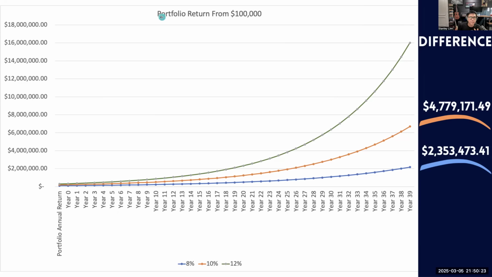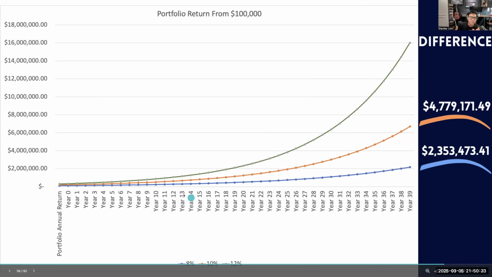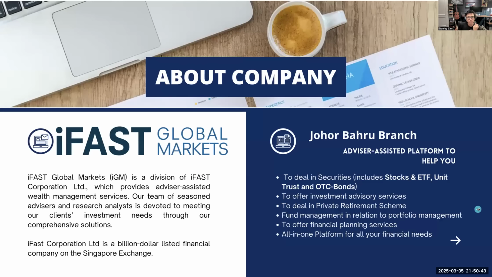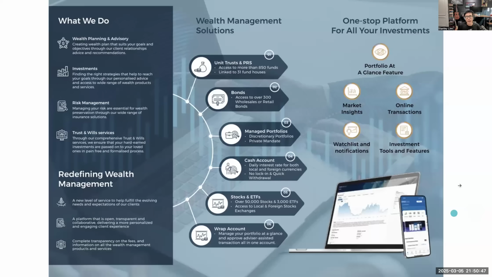This is just a simulation I did for a portfolio. If we start at 100,000 and we just let it run at 8%, at 10%, at 12%, just every 2% difference in how the money will grow, that money could grow to a difference of millions of dollars in the future from $100,000. So that's something for us to ponder upon.